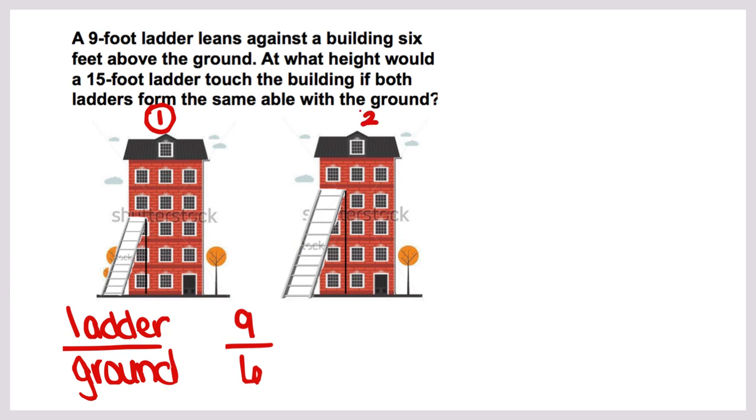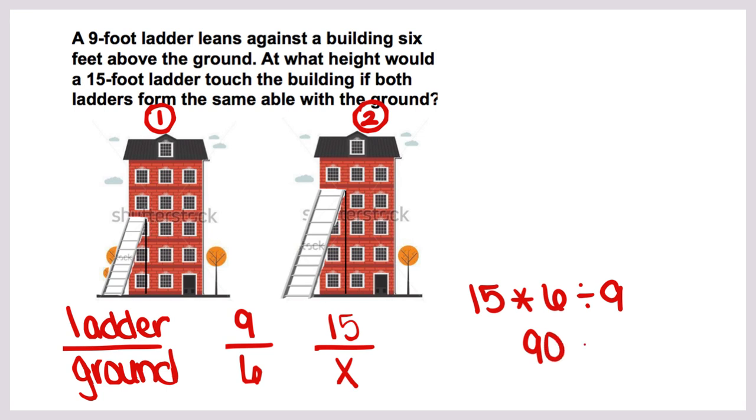On number 2, we have a 15-foot ladder, and we're trying to figure out how far it would be above the ground. We're going to cross multiply again, so 15 times 6, and we're going to divide that by 9. 15 times 6 is 90. So 90, we divide that by 9, and we find out that it is 10 feet above the ground.